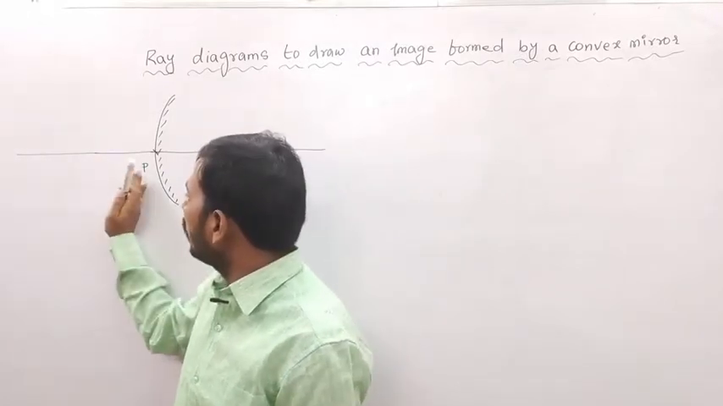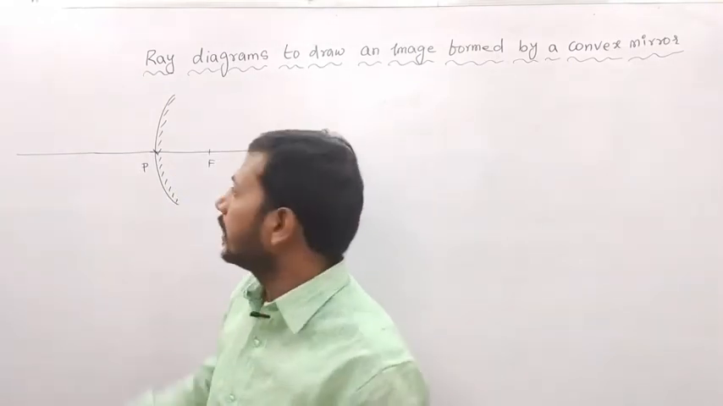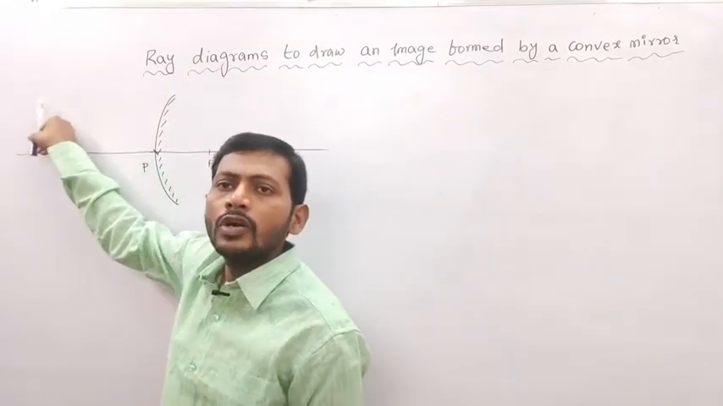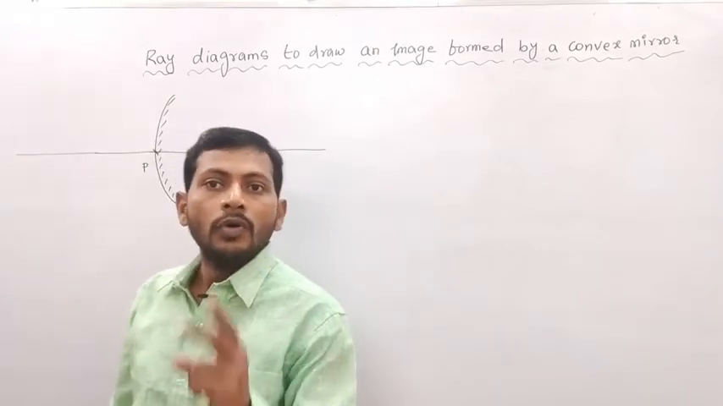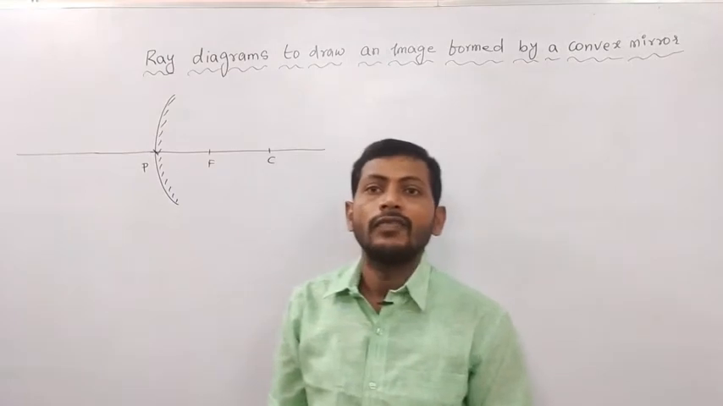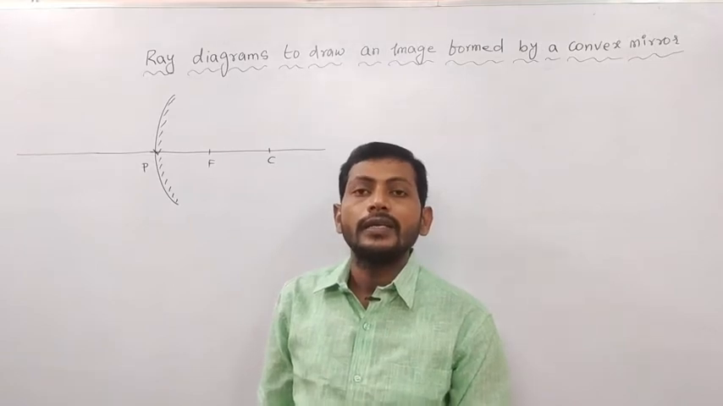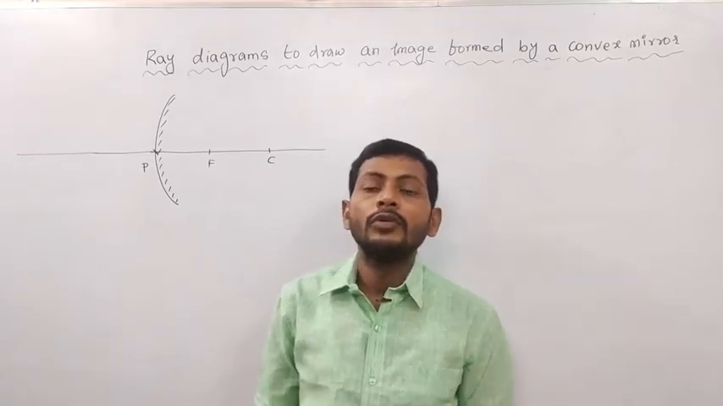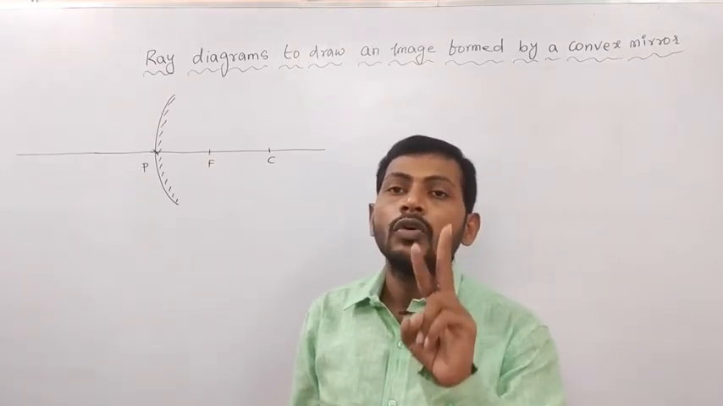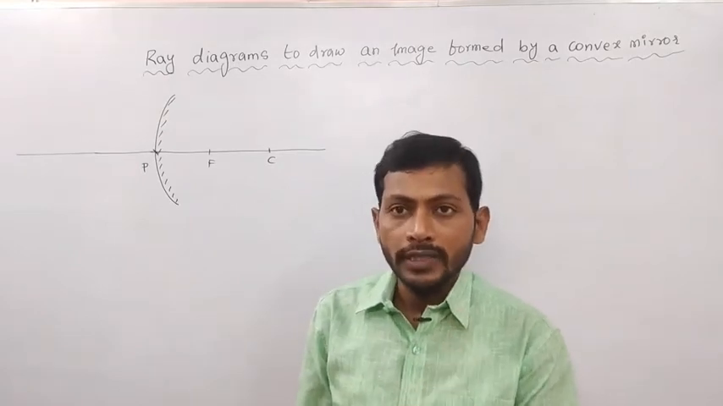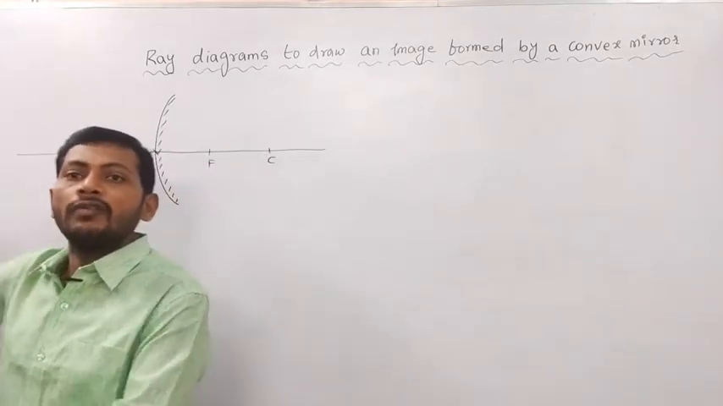Now, when you keep the object on this side, how many cases exist? You may keep the object very close to the mirror, or a little bit far away, or at infinity. So I am going to say that in the case of the convex mirror we are able to draw only 2 ray diagrams: one when the object is close to the mirror, and another when the object is far away from the mirror.